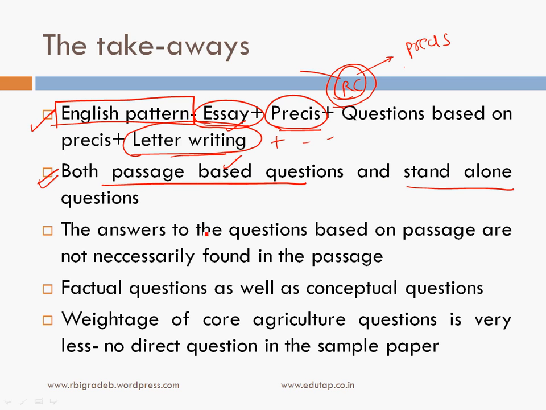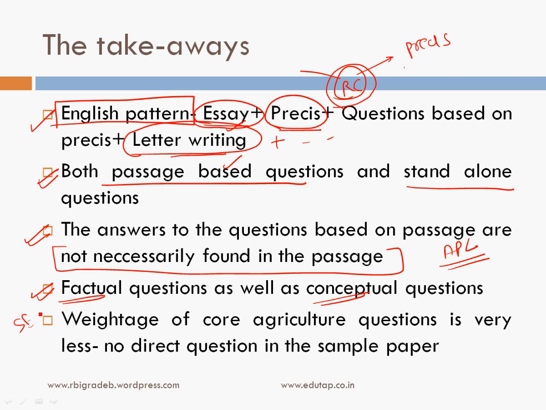And within the passage based questions, there are certain questions whose answers are not necessarily found in the given passage, as we had seen that the question is on APL, above poverty line, right? So there are certain questions which are although based on the passage, but the answers you have to find out not from the passage but from your earlier or prior knowledge. Then the questions are factual as well as conceptual. Now that SECC question was factual, right? The SECC question was totally factual, and the question which is based on the passage, that why APL distinction and BPL distinction should be removed, that was basically a conceptual question that was based on the passage.